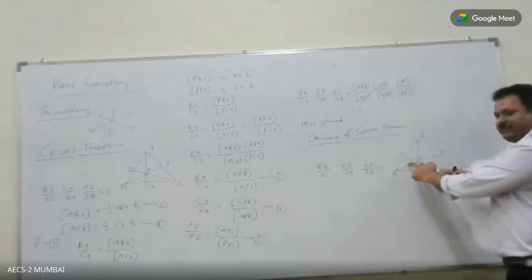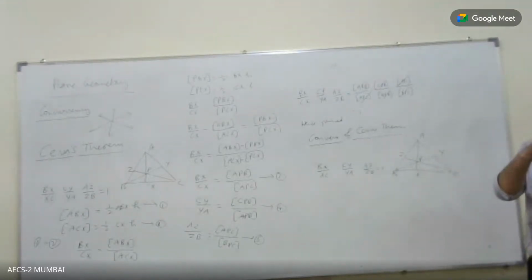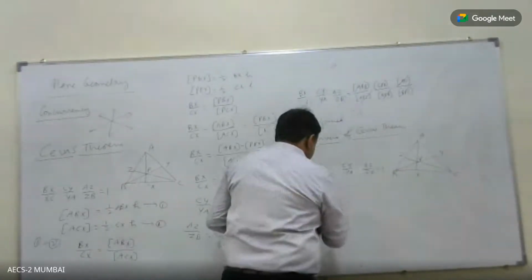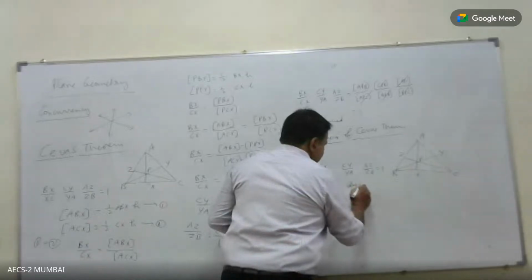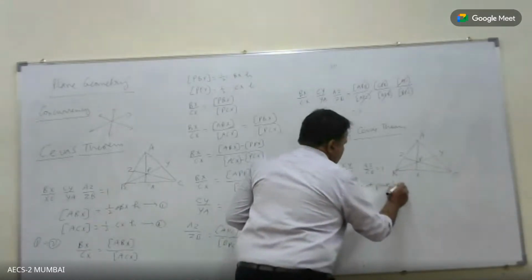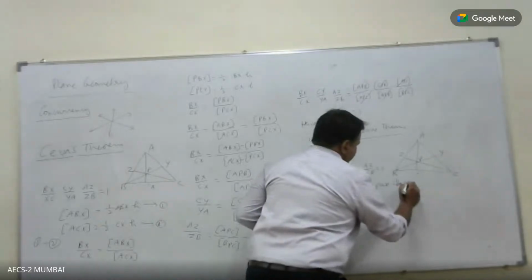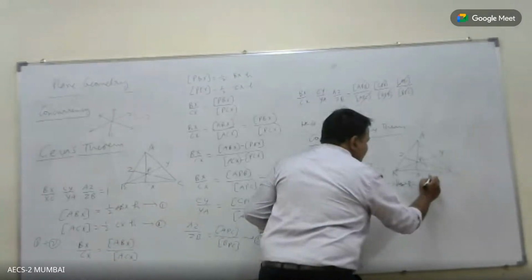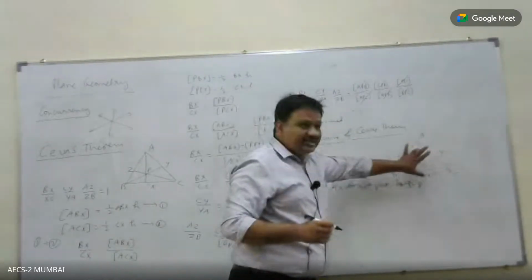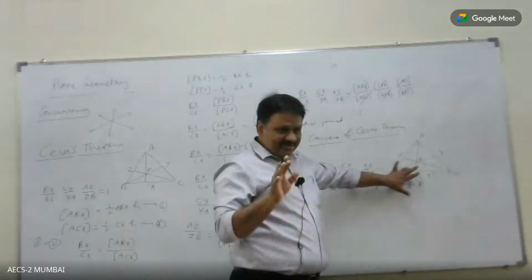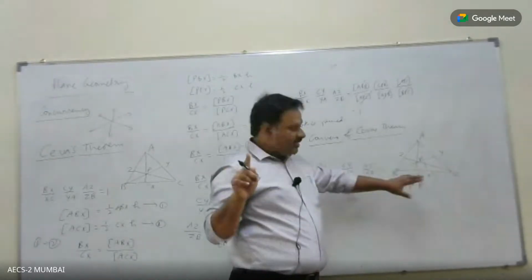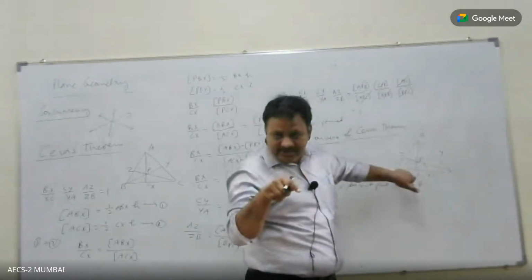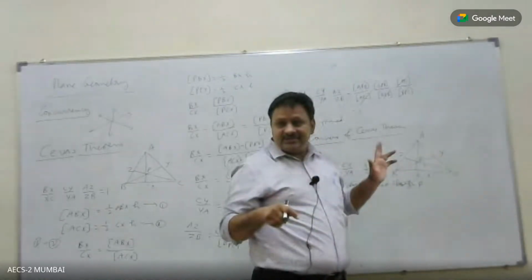BY and CZ will anyway be passing through one point. Let us suppose AX doesn't pass through P. If it is not passing through P, somewhere we should have X dash, and AX dash should be passing through P. Right? Do you get this? If AX is not passing through P, there has to be one segment not passing through P. Let us suppose that is AX dash.